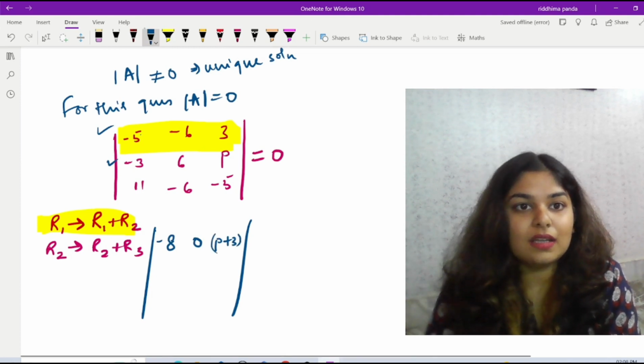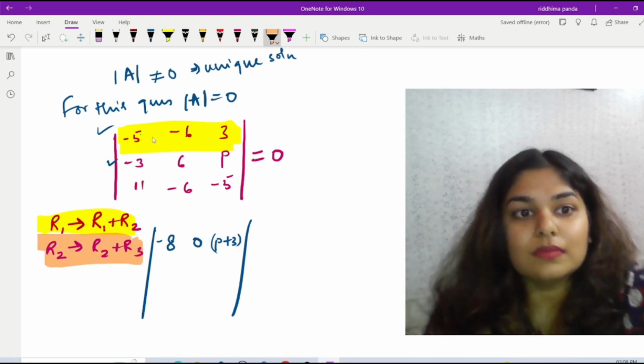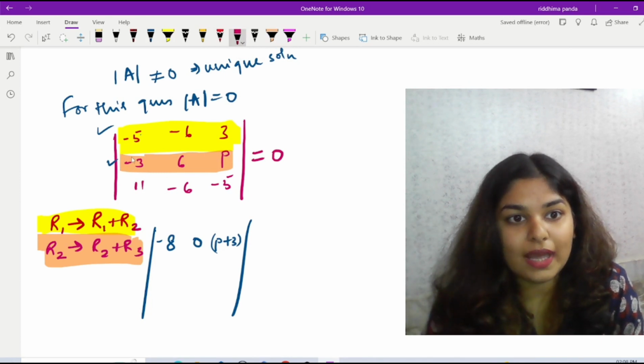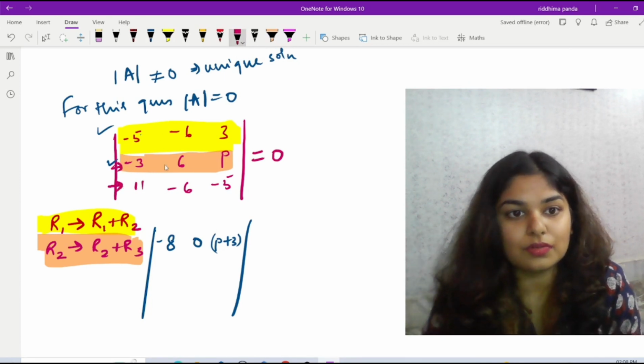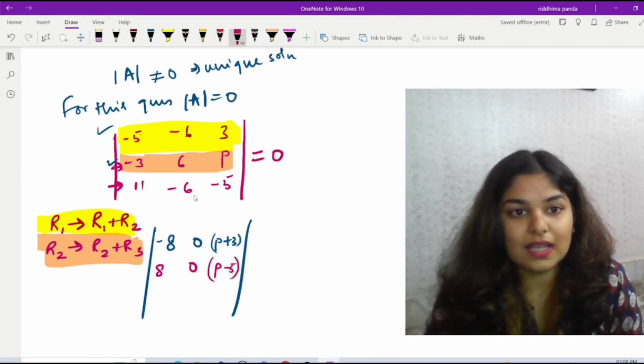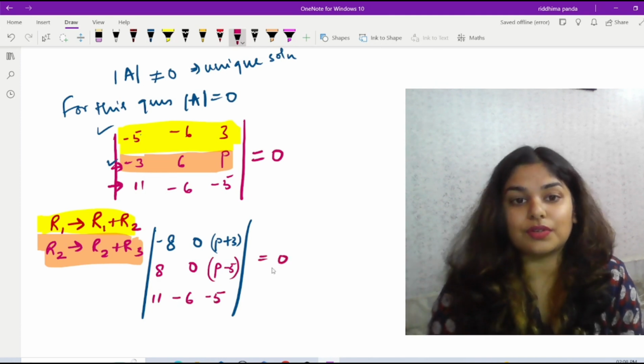Right? And now let's operate the second row. For the second row, we have R2 equals R2 plus R3. That means I'm going to add this row and this row. So 11 minus 3, this becomes 8, minus 6 plus 6, this becomes 0, and this is p minus 5. And the last row is as it is, 11, minus 6, minus 5. Okay, so now this is equal to 0.